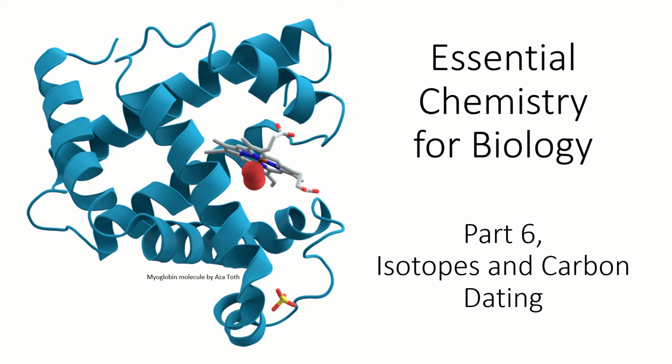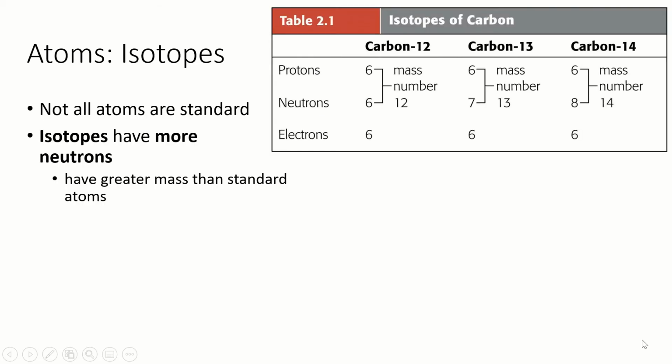We've been talking about biology, we've been talking generally about normal elements, normal atoms, and we've talked a little bit about ions. Remember, ions are atoms that have either gained or lost one or more electrons. Now let's talk about something else, which are isotopes. Isotopes are non-standard atoms that have extra neutrons.